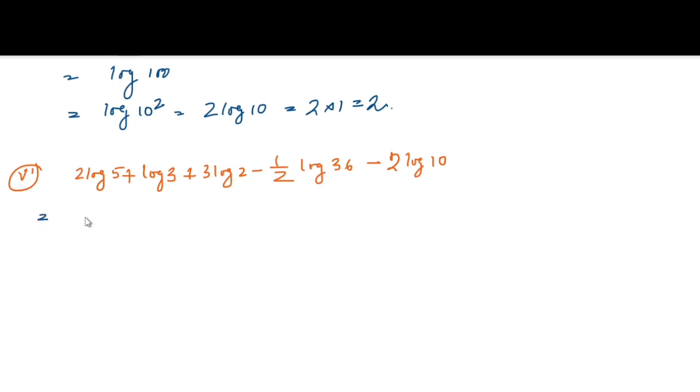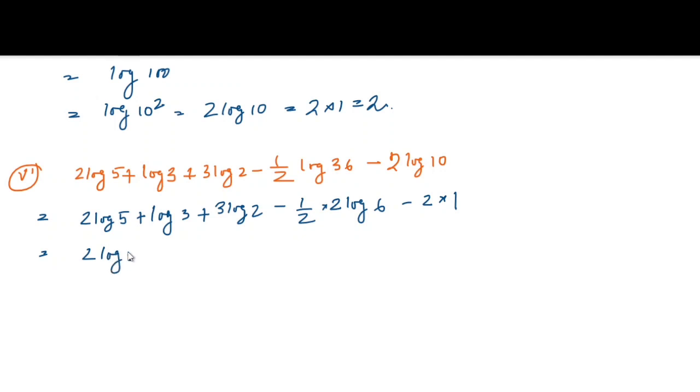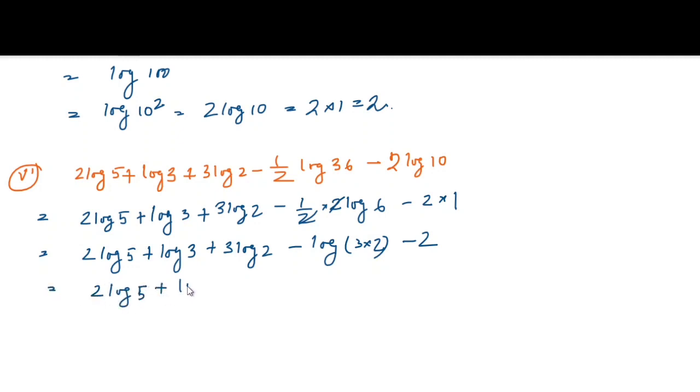We'll write here 2 log 5 will keep as it is, that is 2 log 5 plus log 3 also will keep like this, plus 3 log 2 minus, this one can be written as log half into log 36. This 36 means 6 square, so that 2 will keep here, so we'll write here like this, minus 2 into 1, because log 10 is 1, no? 2 log 5 plus log 3 plus 3 log 2 minus, these 2 will cancel out, log, this one will write 3 into 2 minus 2 log 5 plus log 3 plus 3 log 2 minus, this one will write log 3 minus log 2.